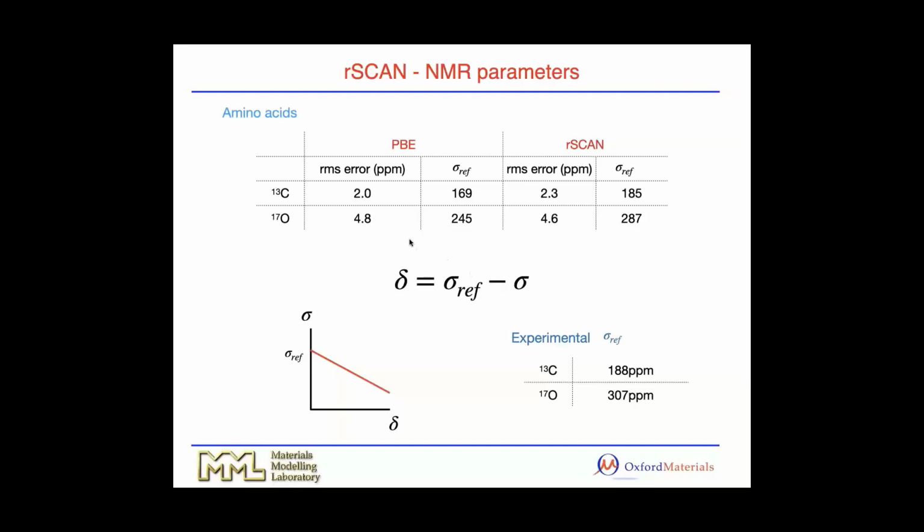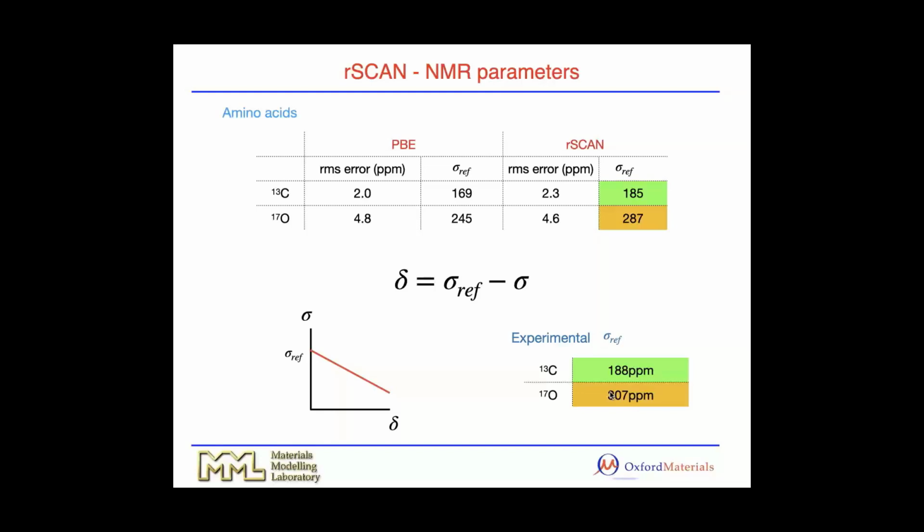So this is looking at some amino acids, and for carbon and oxygen, actually the RMS error from PBE and rSCAN is very similar. As I said, PBE does a good job at most simple structures, and so actually rSCAN doesn't necessarily improve very much. What it does do, though, which is rather intriguing, is that it improves the reference shielding somewhat better. So the reference shieldings that you might use could be quite different between PBE and rSCAN. And interestingly, there are some experimental reference shieldings around, it's quite exotic experiments, and rSCAN is doing a much better job at predicting those.